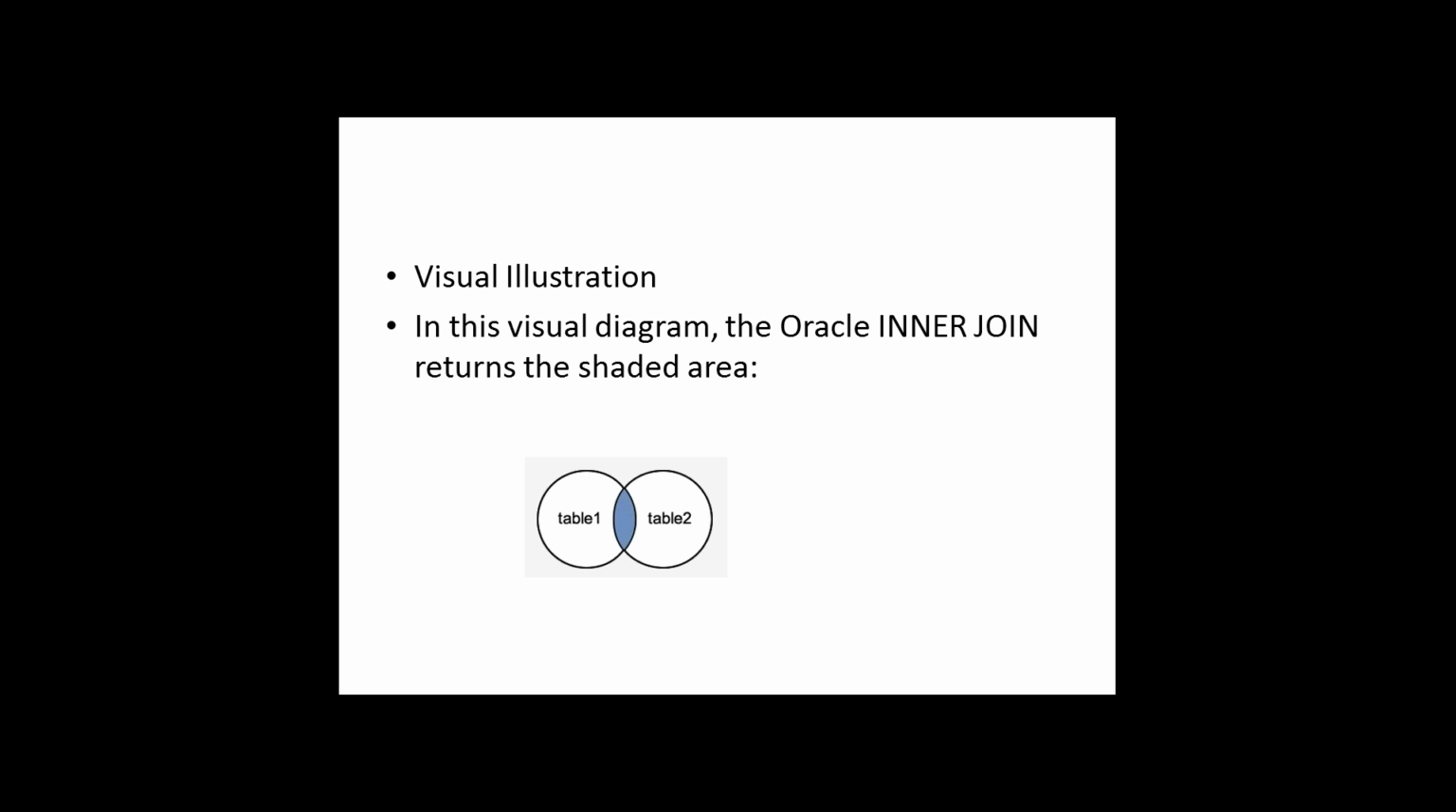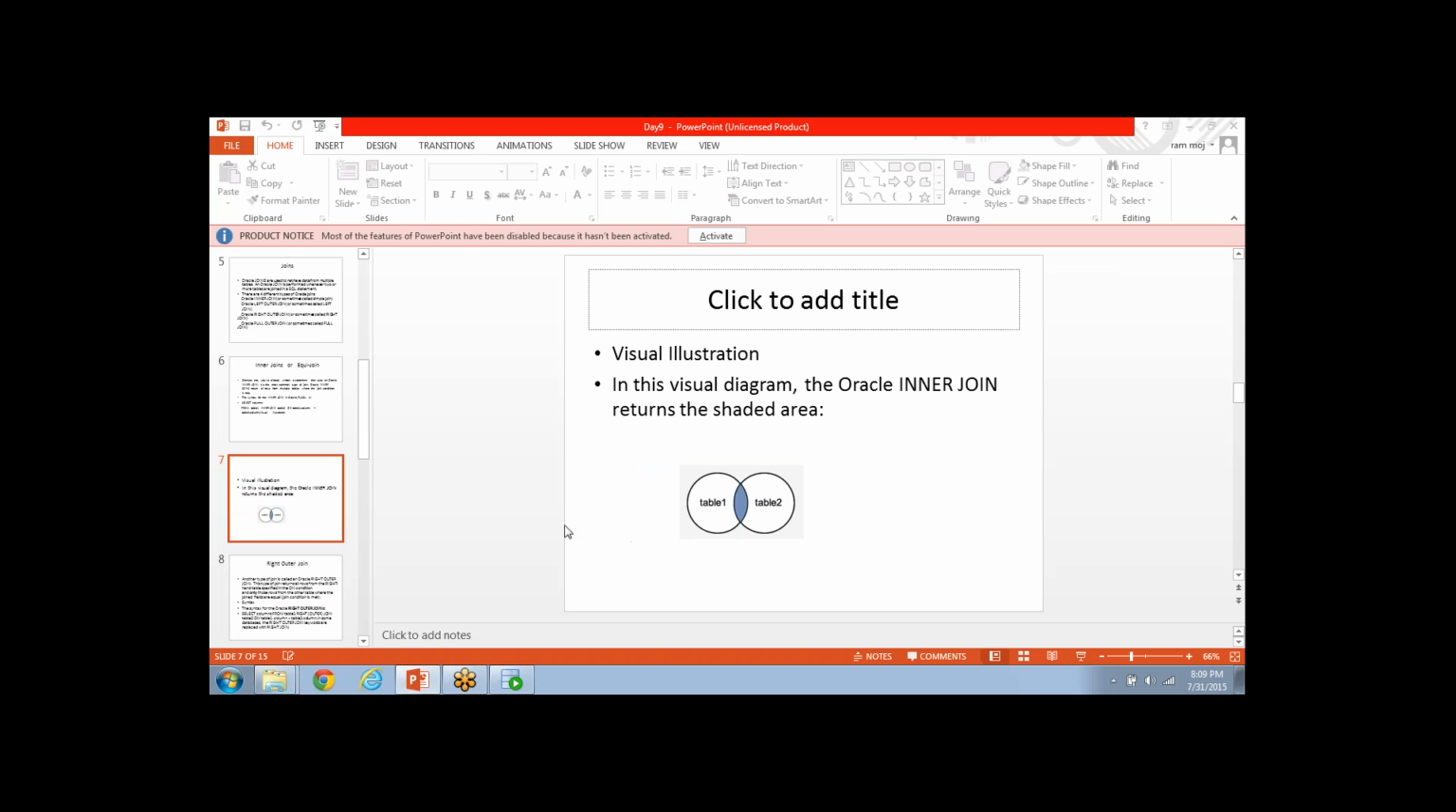This is the visual illustration of how it looks. Suppose you have table 1 and table 2, and you are retrieving the data that is common between the two tables. So that is a set, right? If there is any common information between the two tables on that particular join column, then we retrieve the information. We'll see it in a practical way. So this is about inner join.